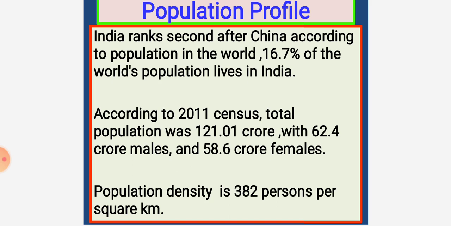Population density is 382 persons per square kilometer. What is population density? Do you know? Population density means the number of persons per square kilometer. So, in India, the population density is 382 persons per square kilometer.